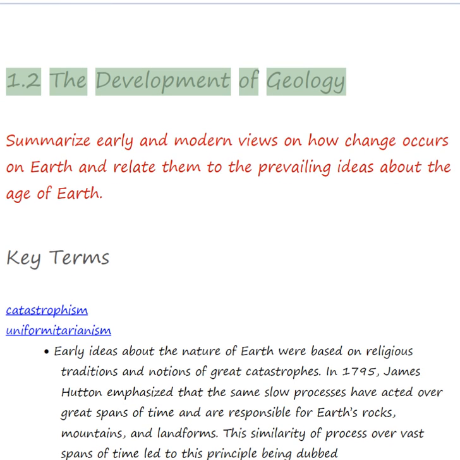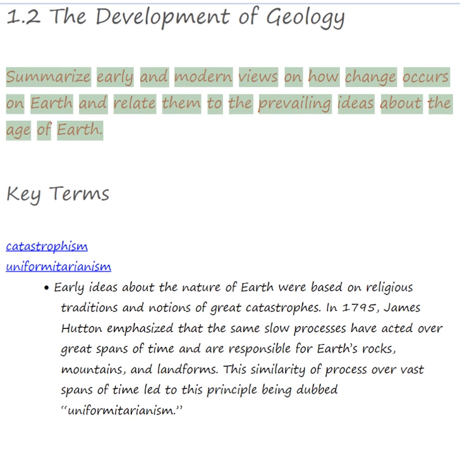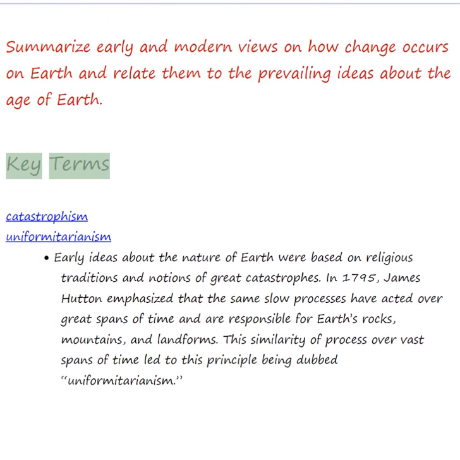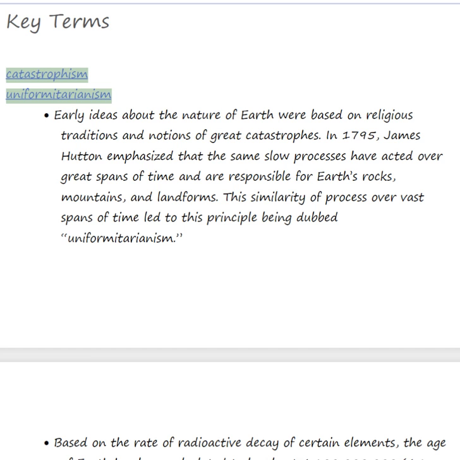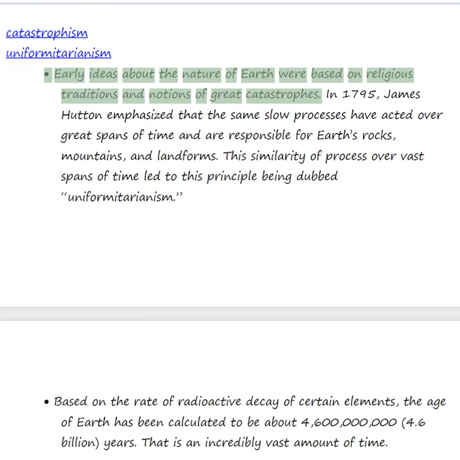1.2 The development of geology. Summarize early and modern views on how change occurs on Earth and relate them to the prevailing ideas about the age of Earth. Key terms: catastrophism, uniformitarianism. Early ideas about the nature of Earth were based on religious traditions and notions of great catastrophes.